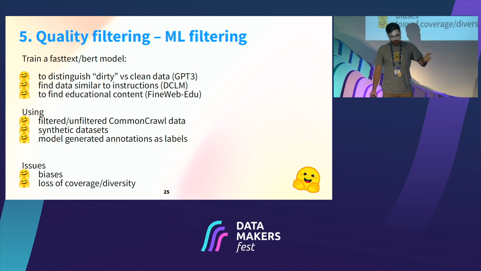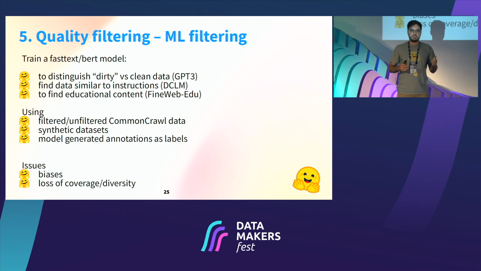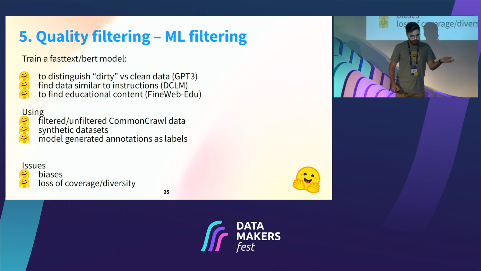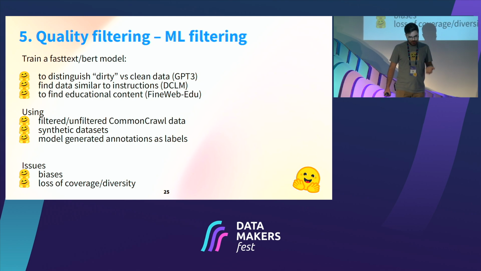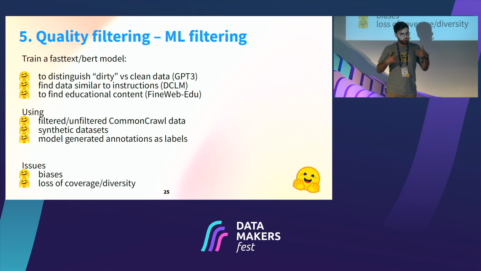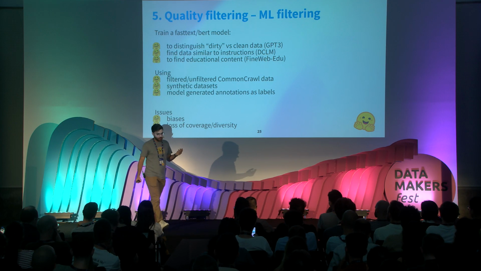Or from my own work, you can do something like FineWeb Edu, where you basically train a classifier to say how educational some content is, which also has its own challenges. For this, for example, for the dirty and clean approach, you can just use filtered and unfiltered Common Crawl data. You can try to generate some examples, so synthetic datasets. And you can also use model-generated annotation.